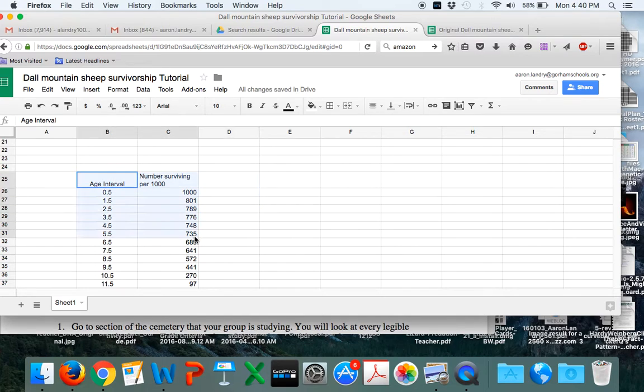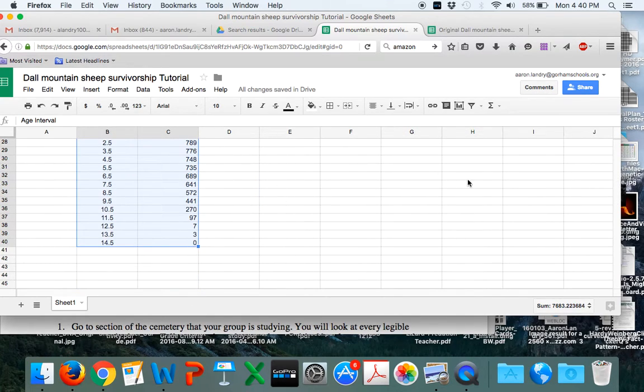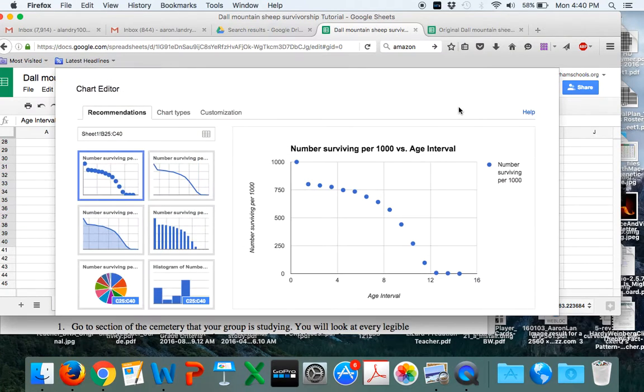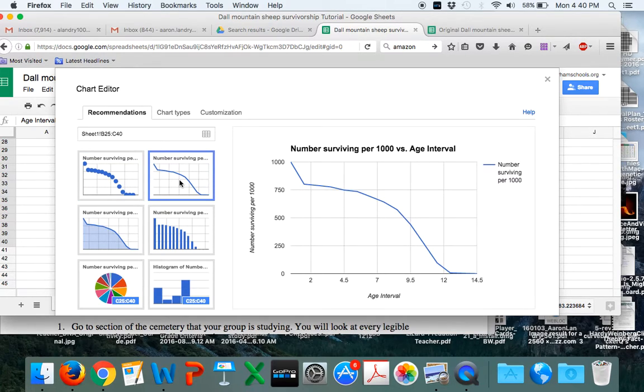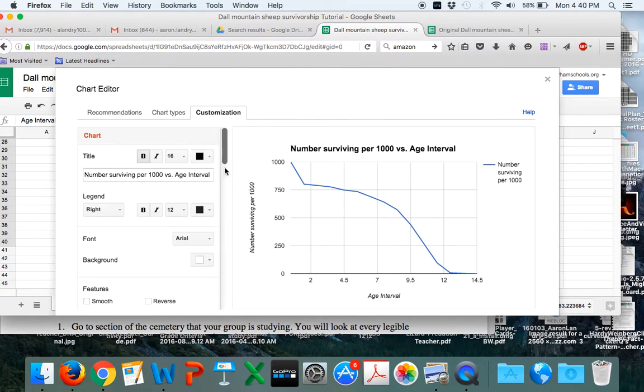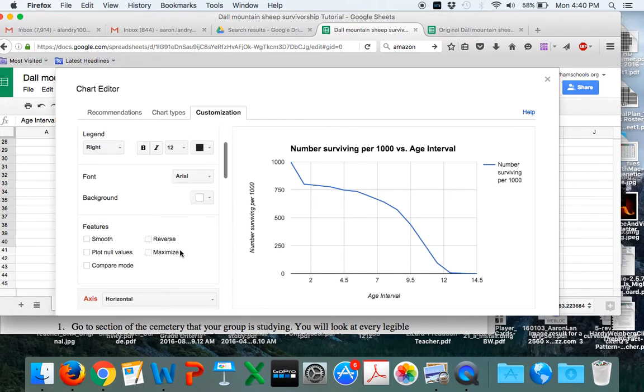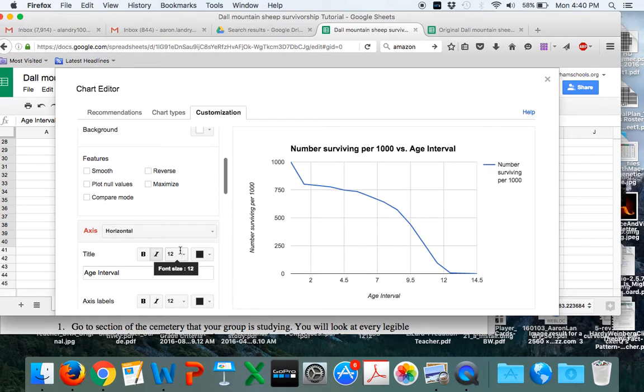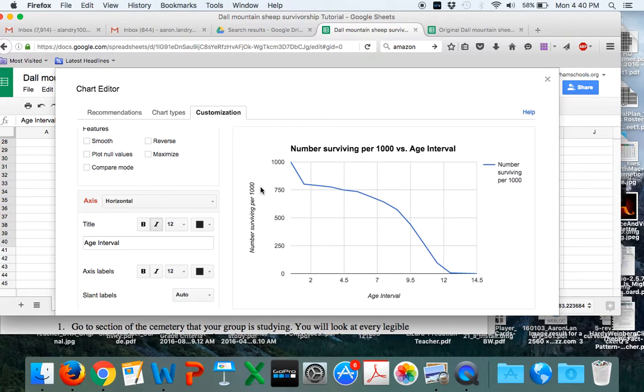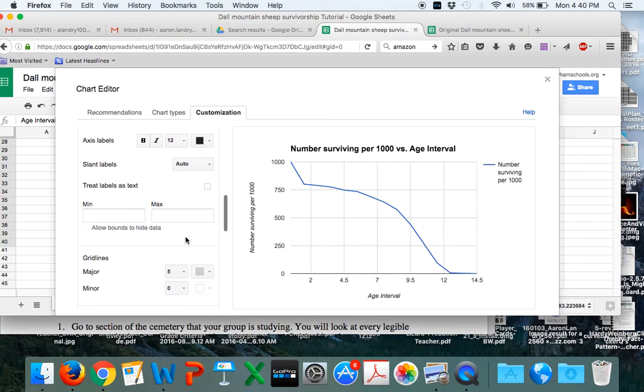All right, so now we want to graph this. We want to make our survivorship curve. So to do that, we're going to click on graph. Yep, so you got number surviving per 1,000. Great. We want to make a line graph. Now there's a couple things we want to change because this is number surviving per 1,000, but for reasons that we're not going to talk about right now during this podcast, or podcast, I don't know what you call this recording, you want to do this number surviving per 1,000 on a logarithmic scale.